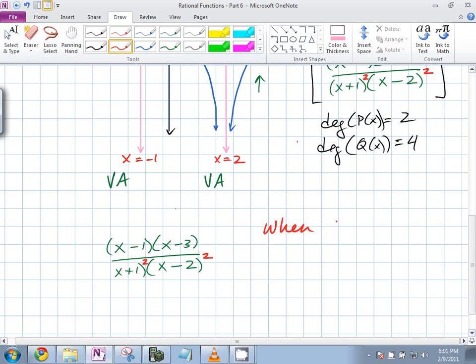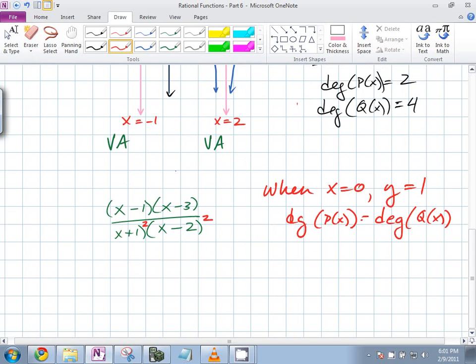When x is 0, we need y to be 1, and we need the degree of the numerator to be equal to the degree of the denominator. We need to be careful about this because we can't create other zeros. We can't create more zeros. So what we're actually going to do is put something in that definitely doesn't have a 0 and helps us increase the power of the numerator by 2.